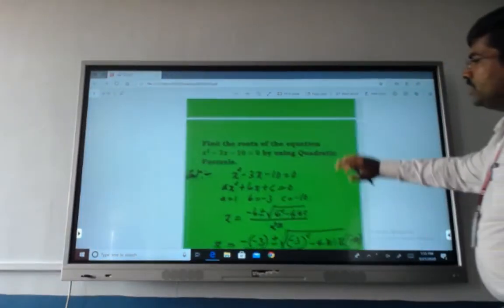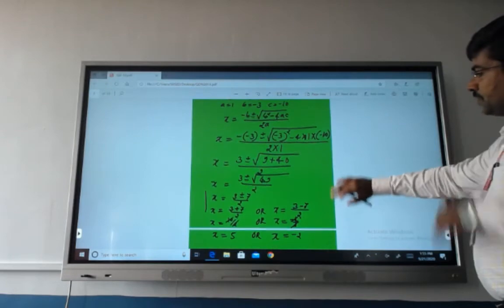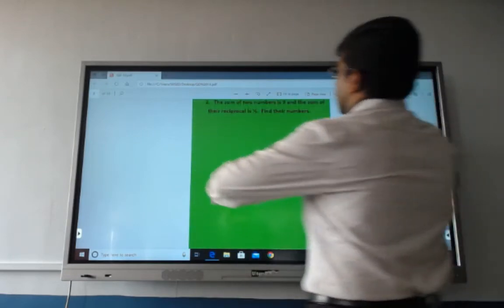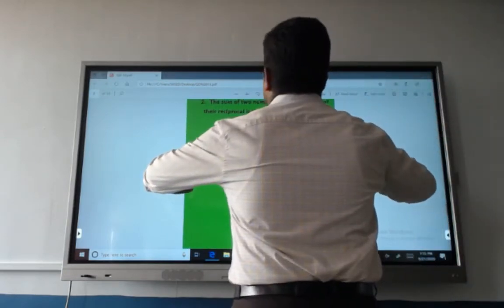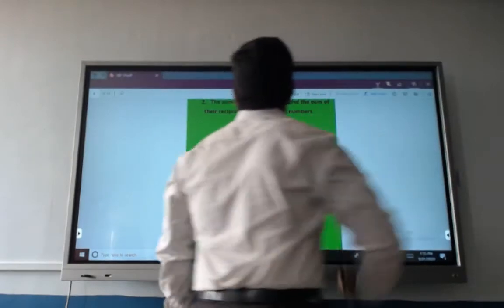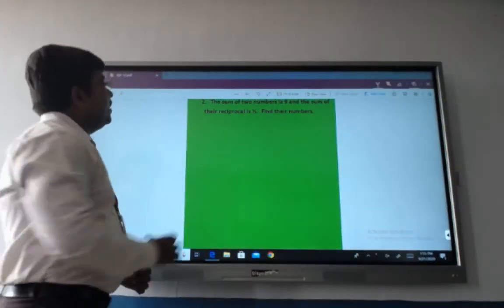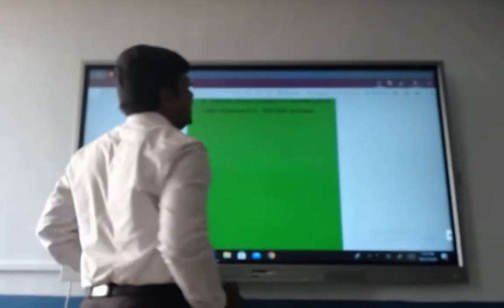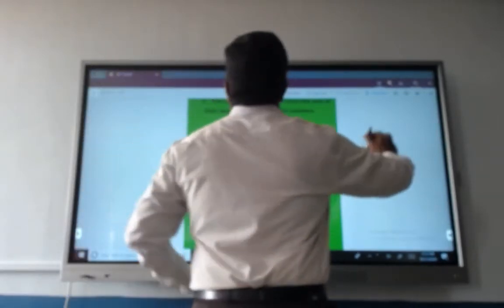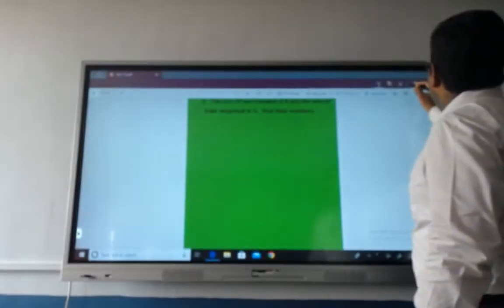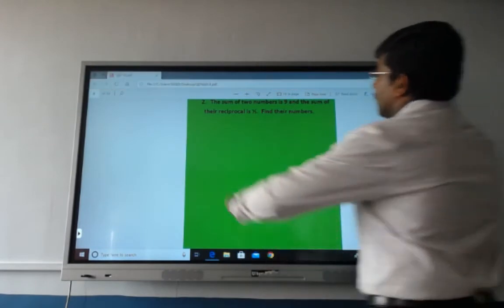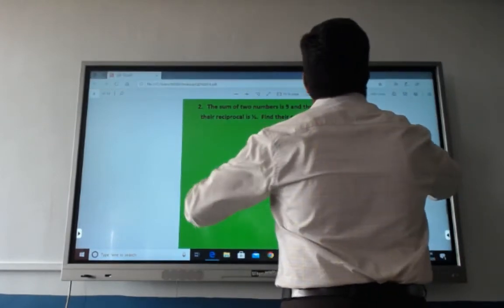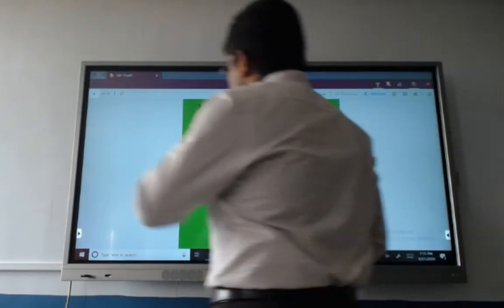Yes. So in the word problems, how can we take that? Yes. So one word problem is there, we will discuss that also. See here, the sum of two numbers is 9 and the sum of their reciprocals is 1 by 2. Okay. Solution.